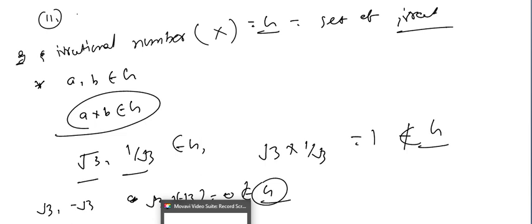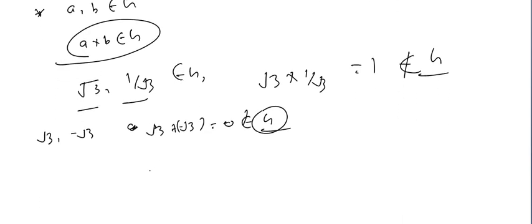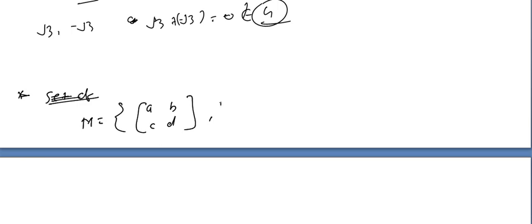So see the next example for this. Suppose I am writing the next example here: the set of all 2 cross 2 matrices over integers under matrix addition. In short form, write M is equal to the matrix A, B, C, D, with binary operation addition, such that A, B, C, D belong to the set of integers. So let's check whether it is forming a group or not.